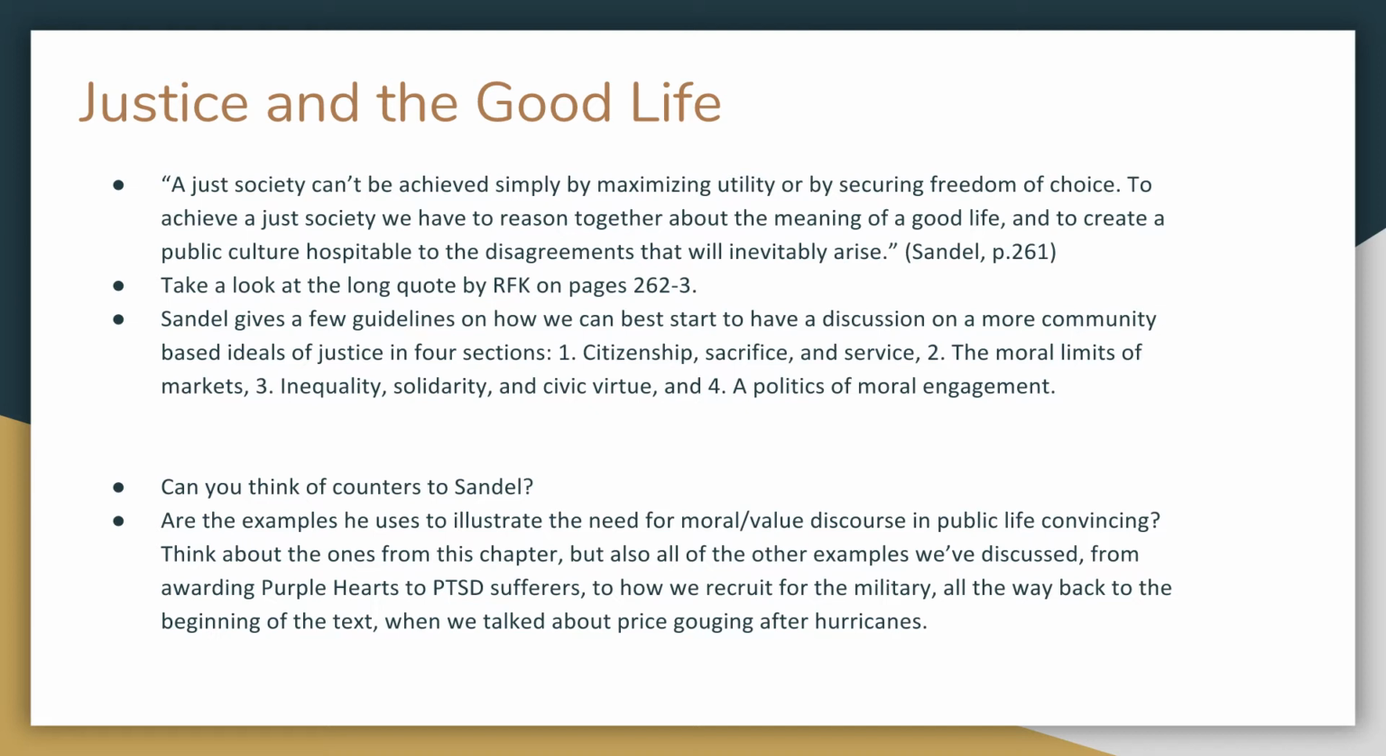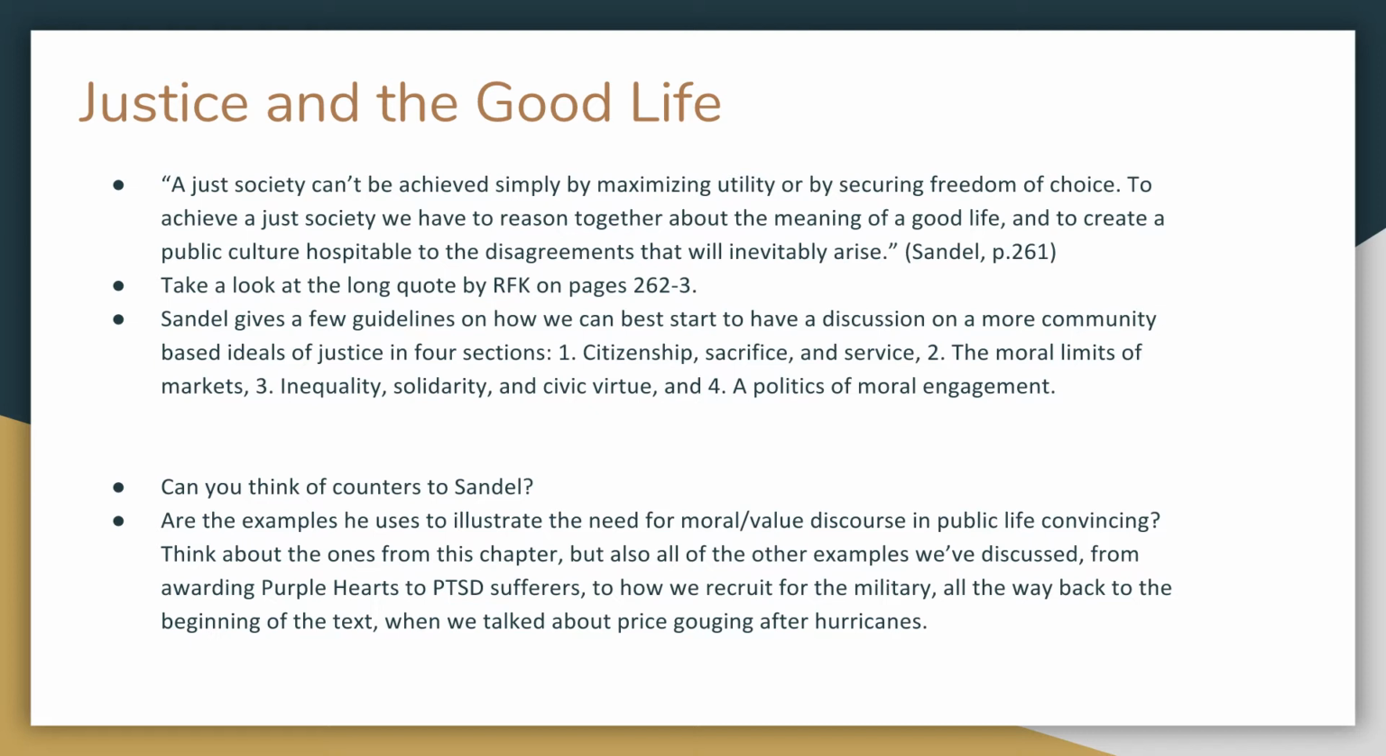So on page 261, he says, a just society cannot be achieved by simply maximizing utility or securing freedom of choice. To achieve a just society, we need to reason together about the meaning of a good life. It doesn't mean anyone should win out or there won't be conflicts, but we need to reason together about them and create a public culture hospitable to the disagreements that will inevitably arise.